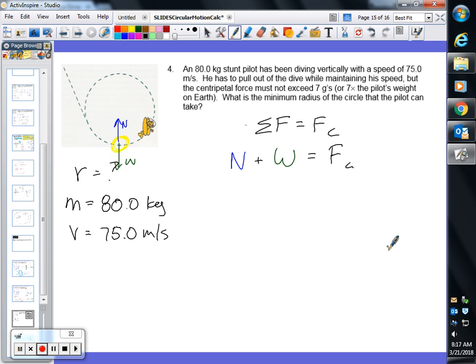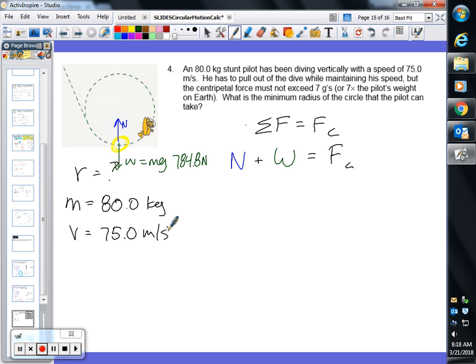Okay, let's start plugging in some things that we know. What does the weight force have to be equal to? Weight is always equal to m times g, right? We know the mass of the pilot in this case is 80. g is always g, right? So we do 80 times 9.81. Okay, 784.8.